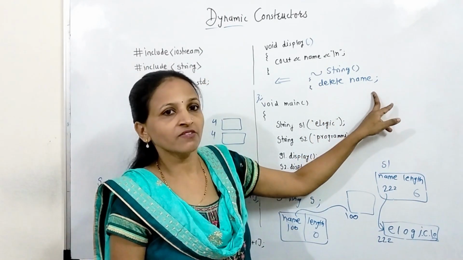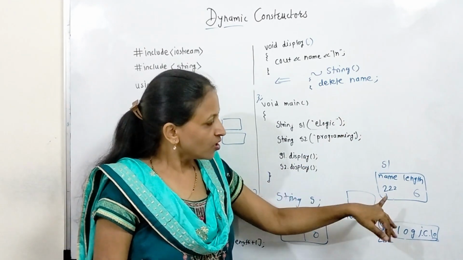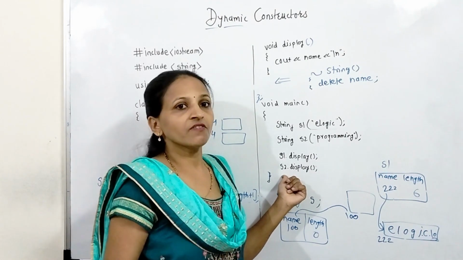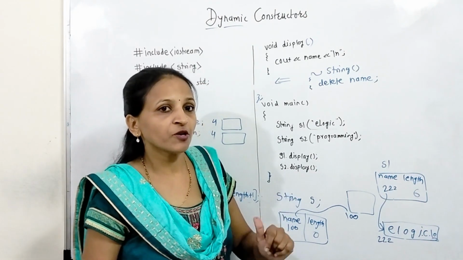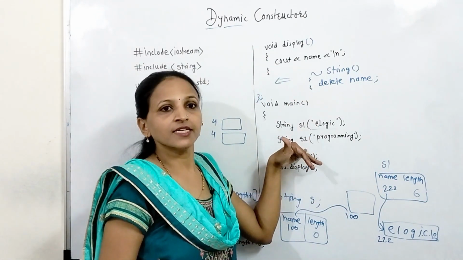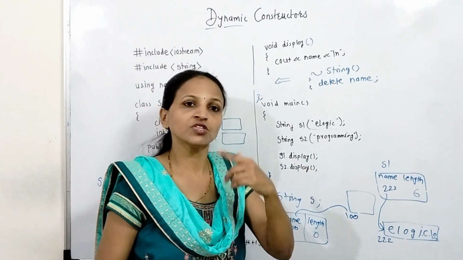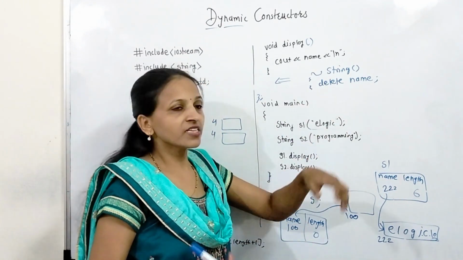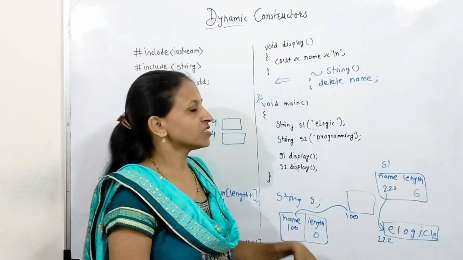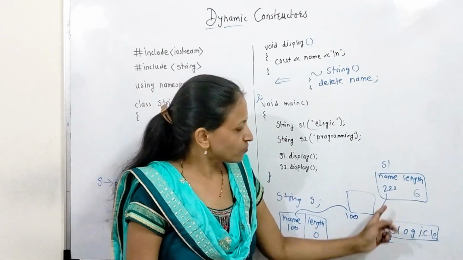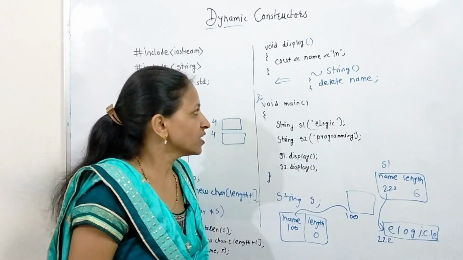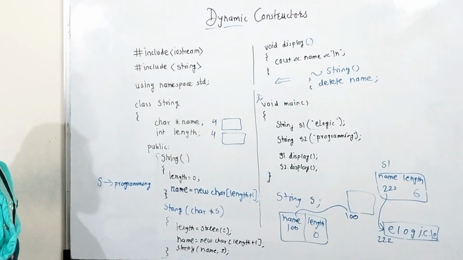Automatically, whenever this statement delete name gets executed for that object, first for S2 the destructor will be called. We have seen destructors are called in reverse order of their creation. First S1 has been created, then S2 has been created. That's why first for S2 the destructor will be called, and that S2's dynamically allocated space will get freed first, automatically. Then for S1 this space will get freed by this delete operation. Getting? This is just the dynamic constructor concept.